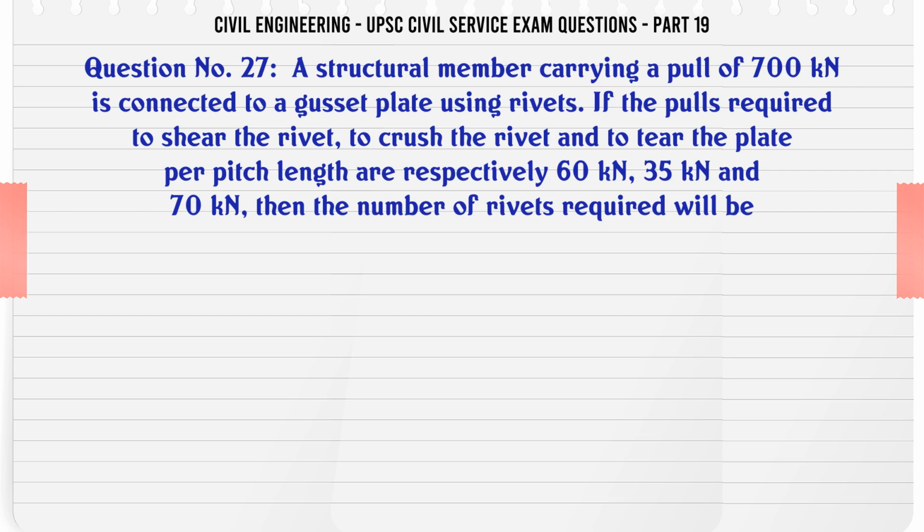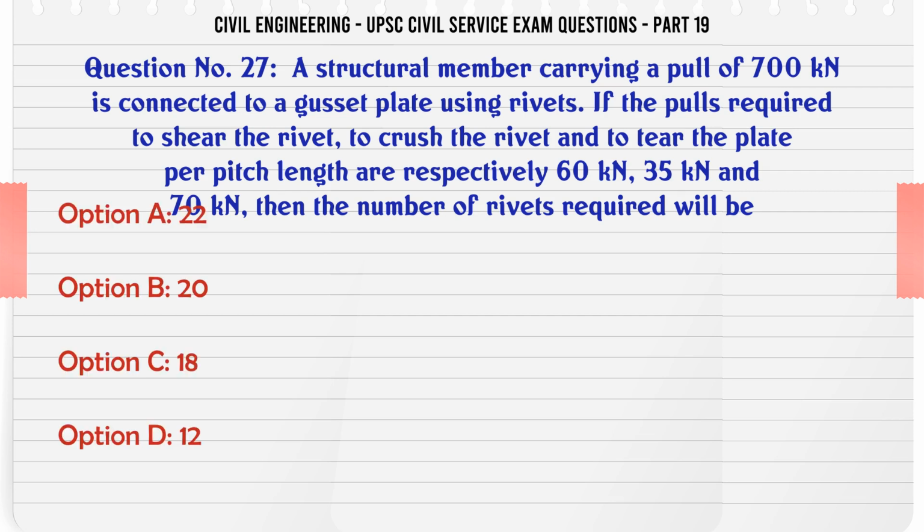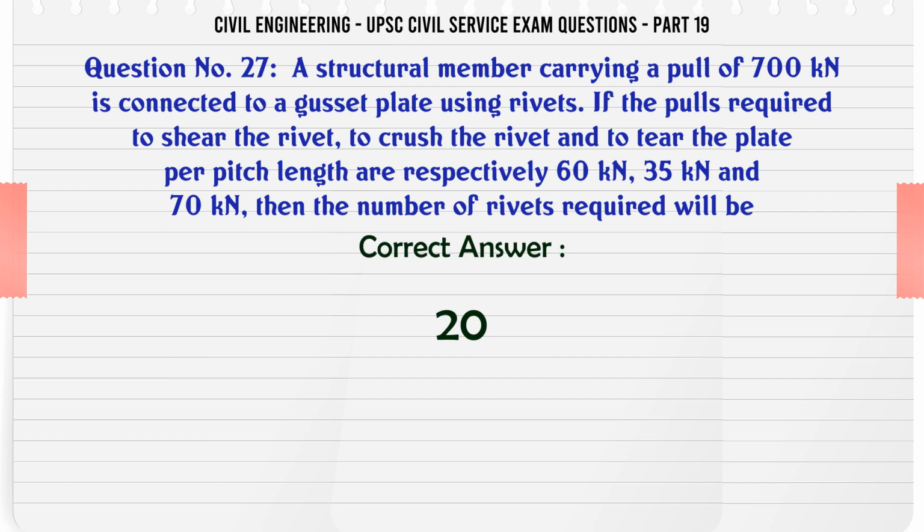A structural member carrying a pull of 700 kN is connected to a gusset plate using rivets. If the pulls required to shear the rivet, to crush the rivet, and to tear the plate per pitch length are respectively 60 kN, 35 kN, and 70 kN, then the number of rivets required will be A. 22, B. 20, C. 18, D. 12. The correct answer is 20.